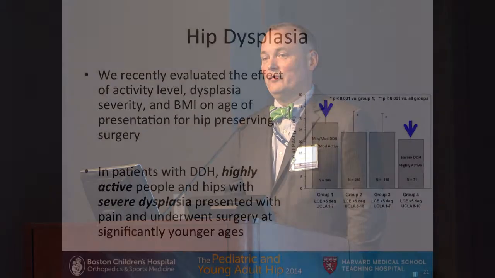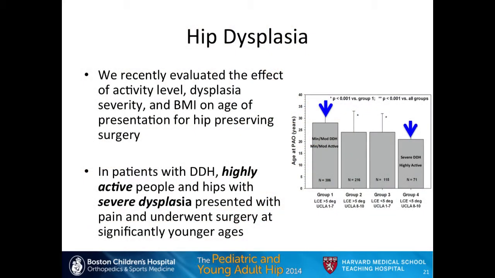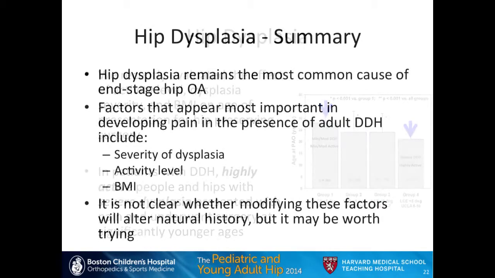The average person had pain for 1 to 3 years before they had surgery. So it's true that those folks presented earlier and they had their symptoms on average about the same amount of time beforehand. So I guess it gets back to the point that severity of dysplasia and BMI may have a real effect, and activity level may have a real effect.